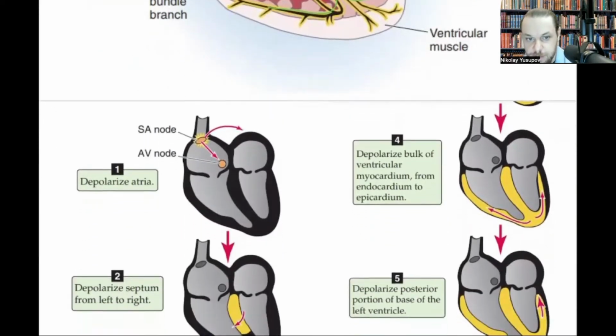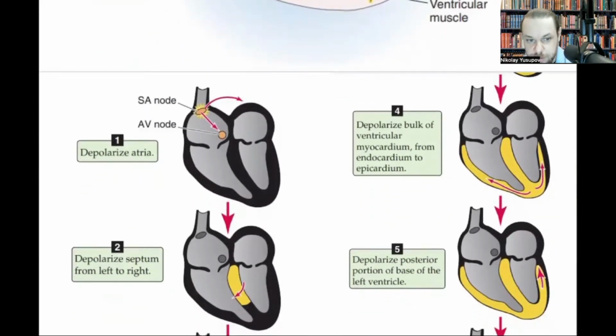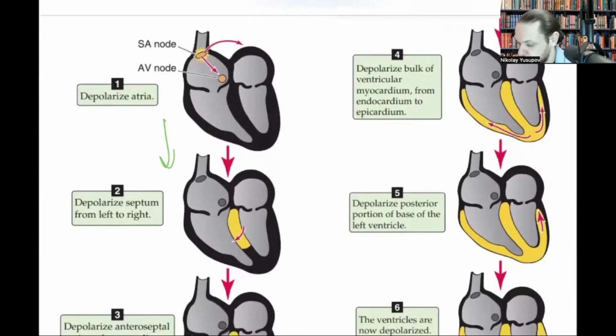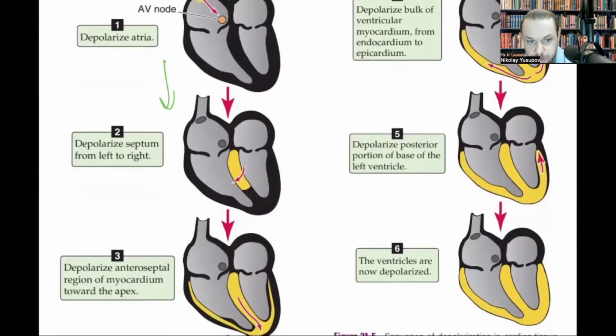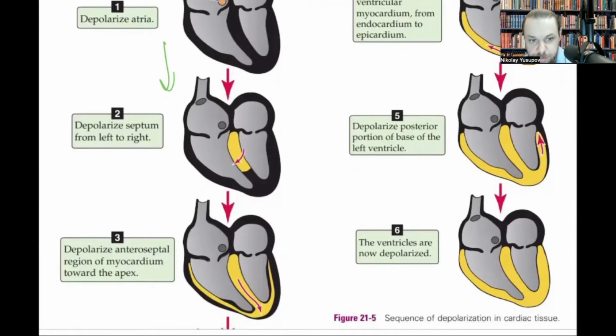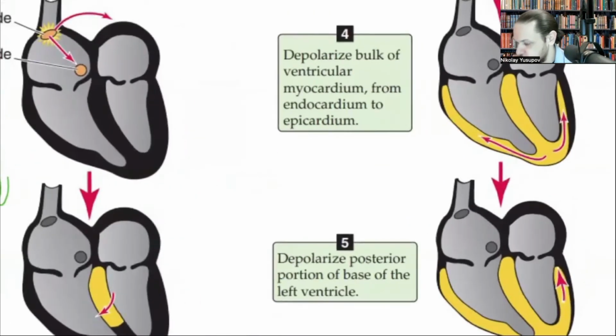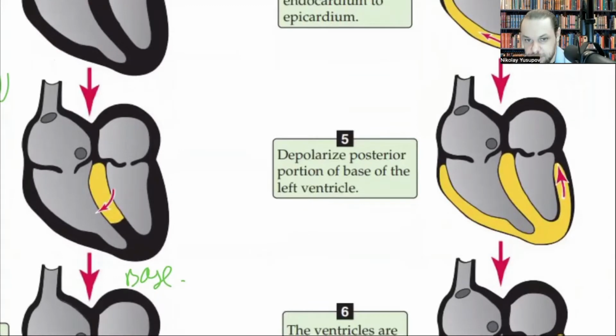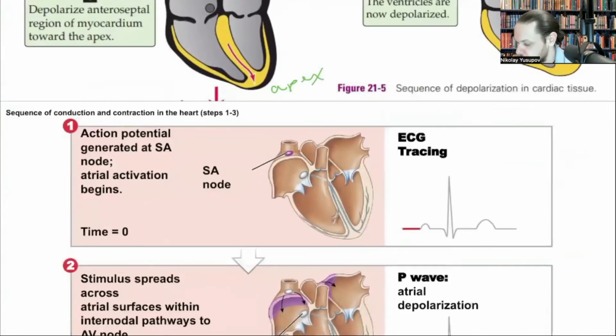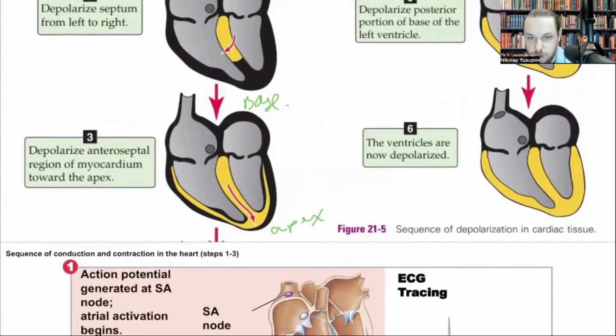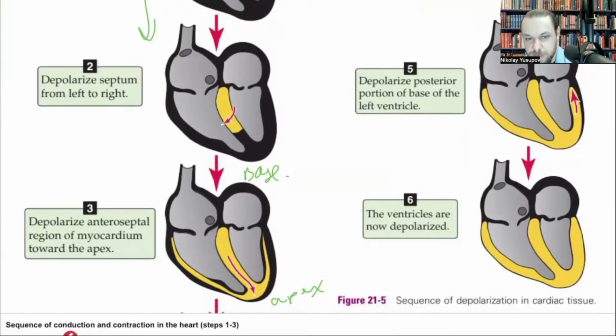So here we see the SA node depolarize the atria. Then it's going to depolarize the septum, going through the anterior septal region towards the apex, this being the apex, this being the base of the heart. Then it's going to depolarize the ventricle, the bulk of it. And as it propagates, it's going to go towards the base, which is up here. So this is how it propagates. This is the propagation of the signal.